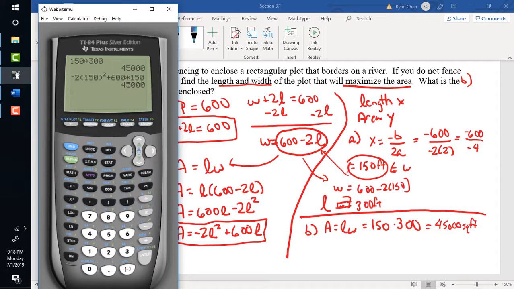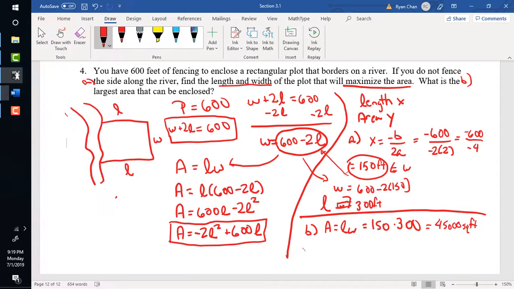Now, I can also do, if you look at the calculator here that I did really quickly, I can also plug 150 into my equation, right? A of 150, my bad, is equal to negative 2 times 150 squared plus 600 times 150, which is what we did before. And I'll also get 45,000 square feet. Okay, so actually either of these would work. Whichever one you're more comfortable with, go for that.